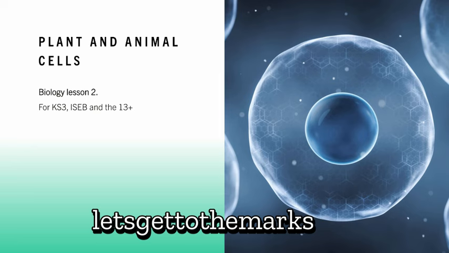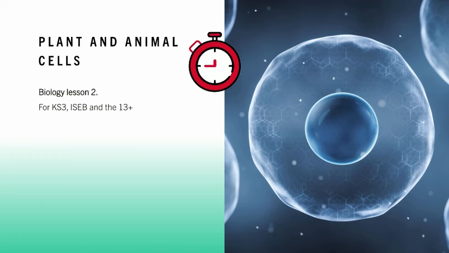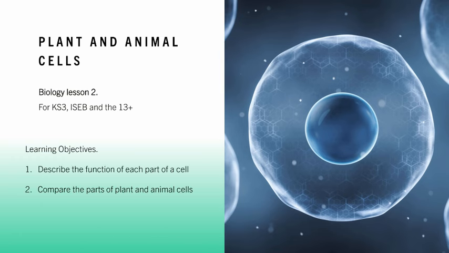Are you ready for today's 10-minute science lesson? Today we're looking at plant and animal cells. Today's learning objectives: describe the function of each part of a cell. Compare the parts of plant and animal cells.